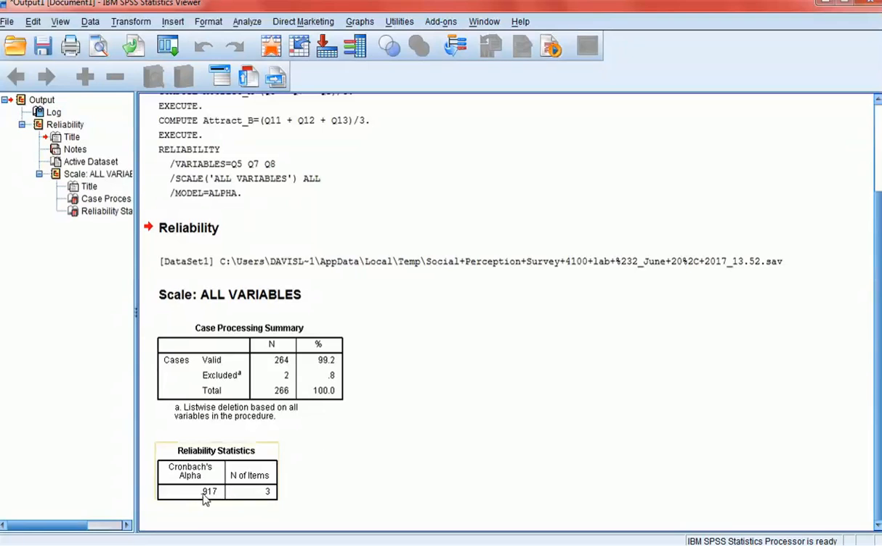we end up with really good reliability. So this Cronbach's alpha of 0.917 means that participants are responding to these 3 questions in a very similar way. So if you thought these guys were really attractive, you're answering really attractive on all 3 questions. Or if you thought they were not attractive at all, your participants are answering the same way on those questions.